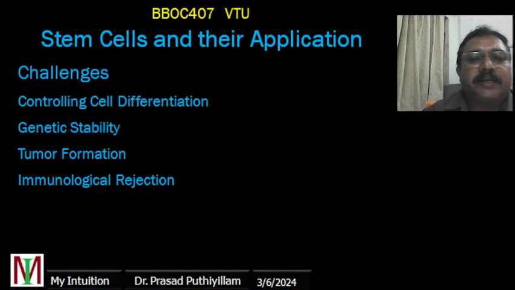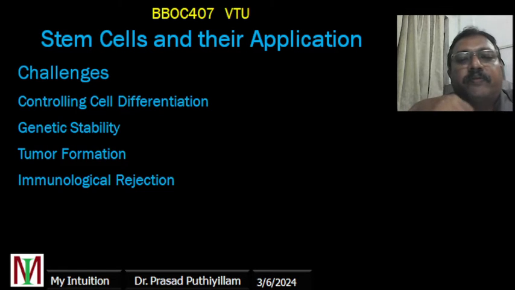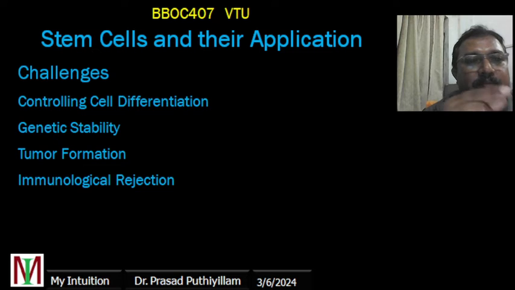Controlling cell differentiation means you have to ensure precise control over the differentiation of stem cells into specific cell types. That is very challenging because all the cells look the same. So how to differentiate which can become a stem cell and which type of cell it is, that differentiation is very challenging. The genetic stability, second point.